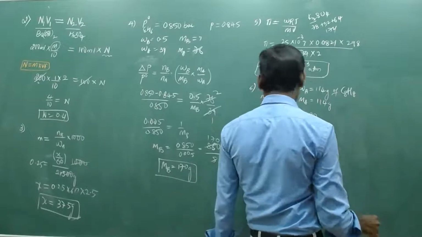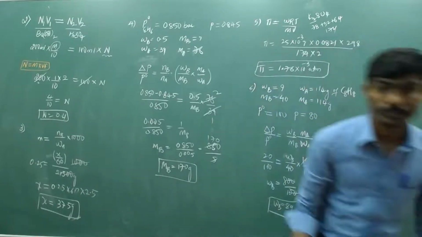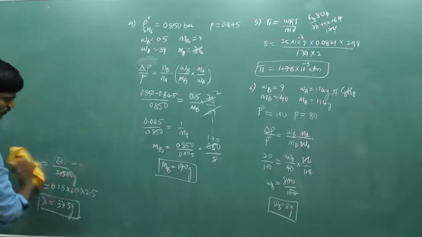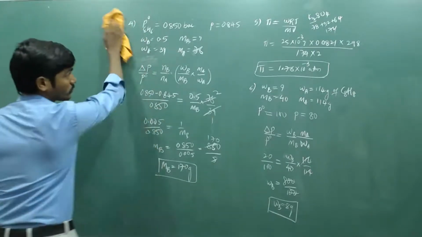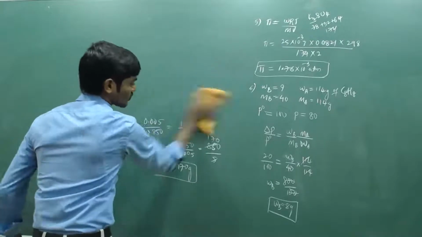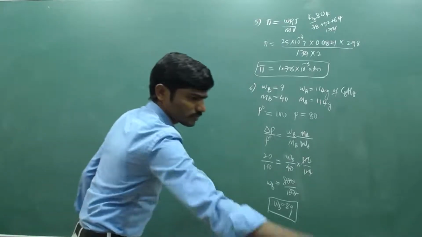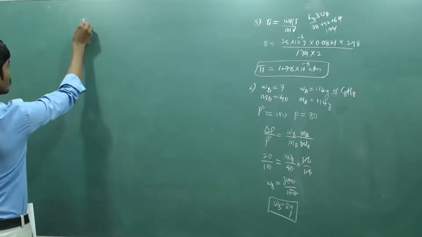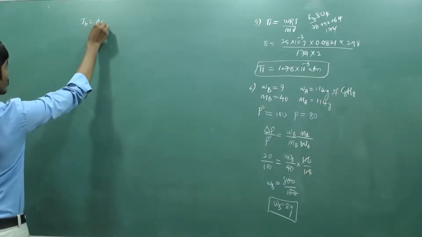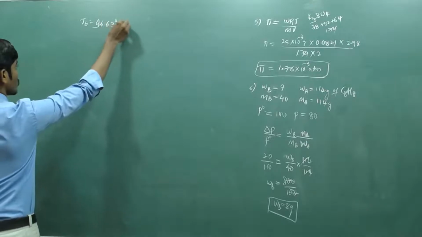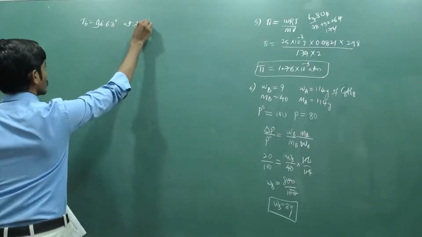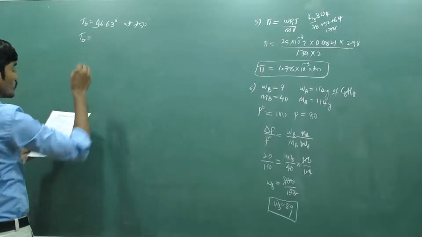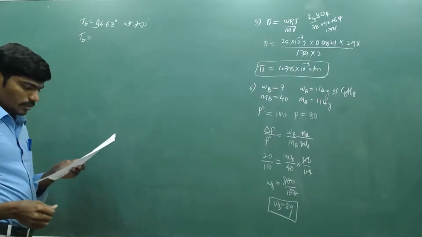Next problem. 96.63 at 750 is given, a boiling point of water.